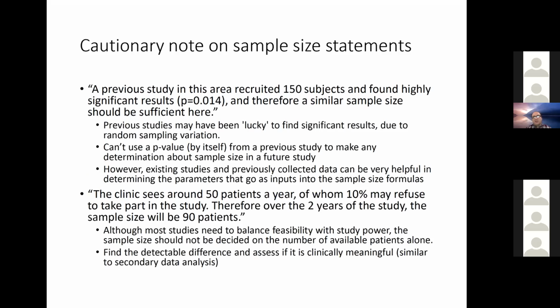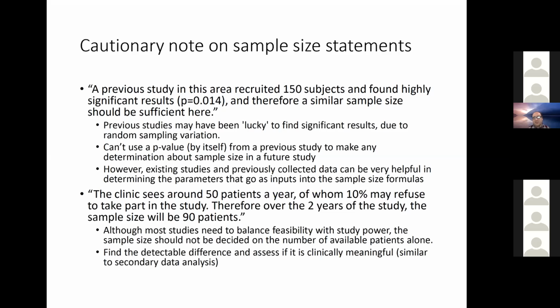So a couple of things that we want to avoid in terms of sample size statements. One example: a previous study in this area recruited 150 subjects and found highly significant results with a p-value of 0.014, and therefore a similar sample size should be sufficient here. This is erroneous, because that's just one study.